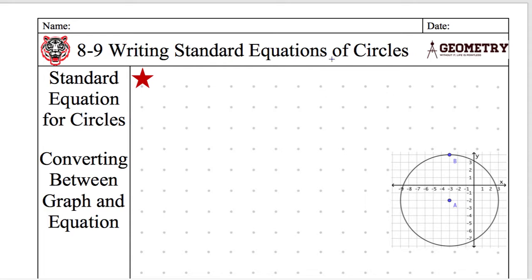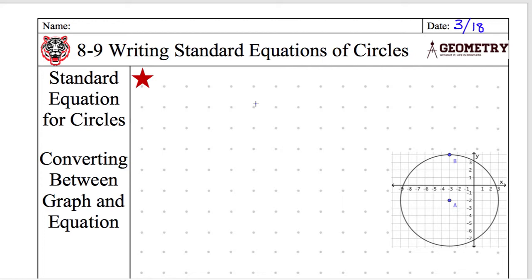All right, so we are in geometry. We are in lesson 8-9. Today is Monday, March 18th, 2019. Last Friday, a few of us were gone, but we learned how to graph a circle. Now we're going to go backwards and be given a circle and have to come up with an equation.